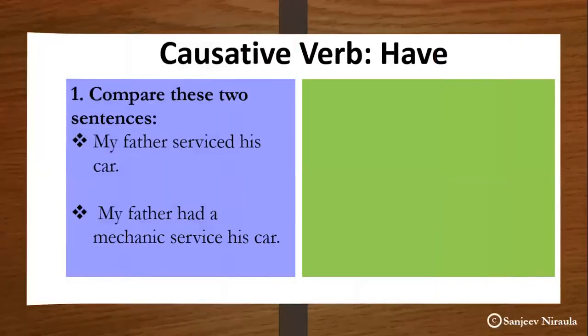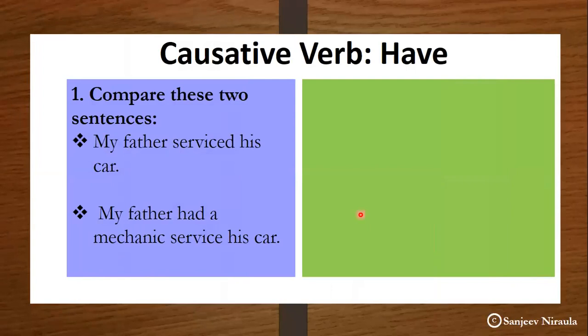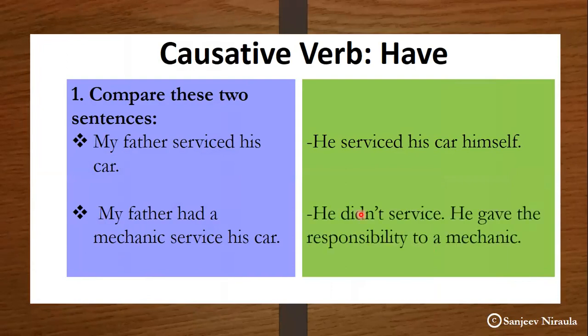Now the third causative verb, have. Let's see these two sentences again. My father serviced his car. That means he serviced his car himself. Second sentence, my father had a mechanic service his car. That means he did not service the car himself. He gave the responsibility to a mechanic to service his car. The causative verb have suggests that someone gives responsibility to someone to do something.